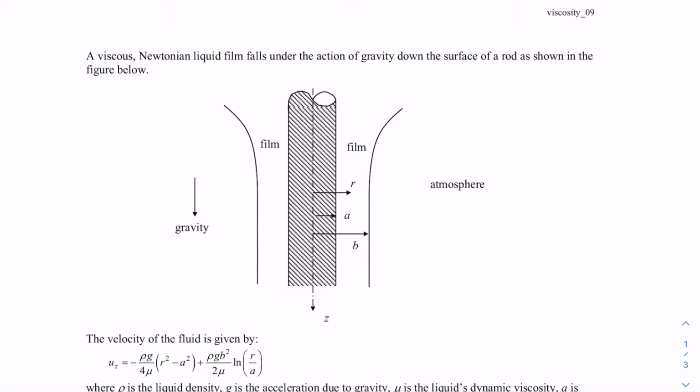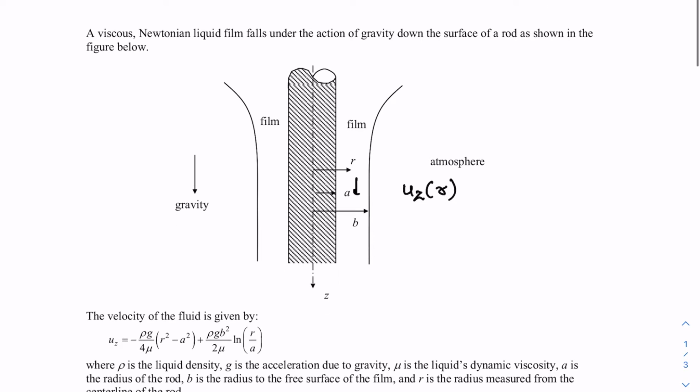So basically velocity here is uz, and it is a function of the radial distance r, and it is a Newtonian fluid, so its viscosity is constant, its density is given, the acceleration due to gravity is also given, and we also know the liquid's viscosity, and the dimensions of the cylinder and the thin film are also given. So as the fluid film falls under the action of gravity, there is a velocity profile, and that velocity profile inside this film is a function of r.